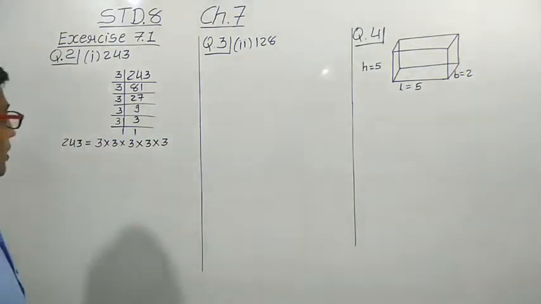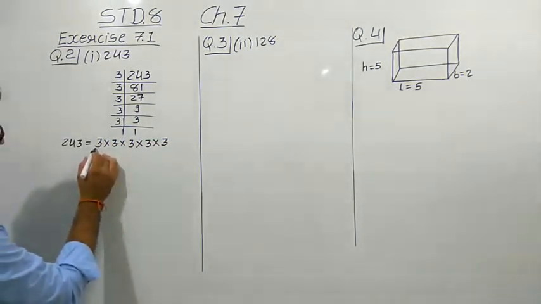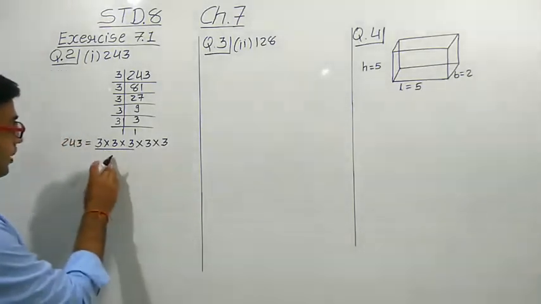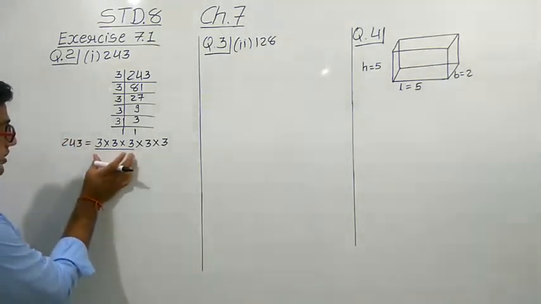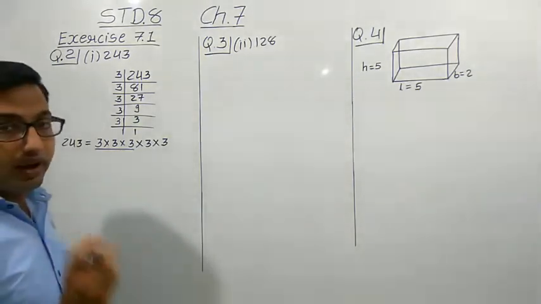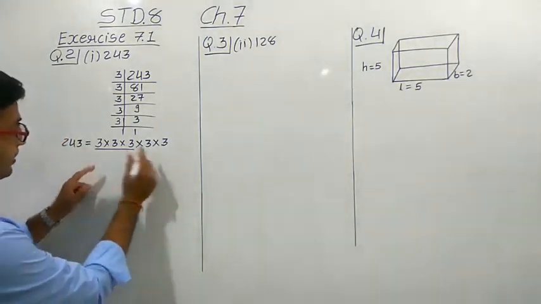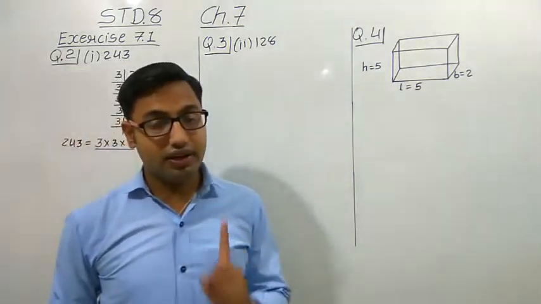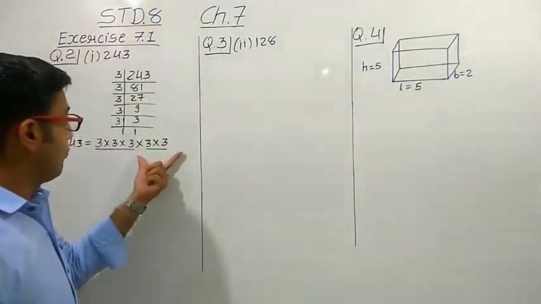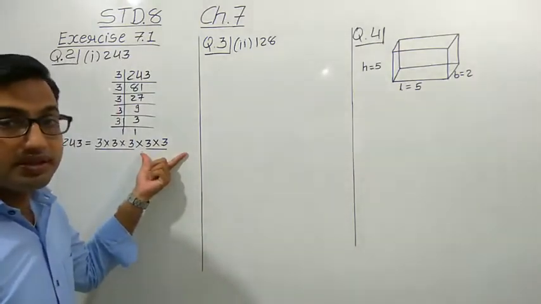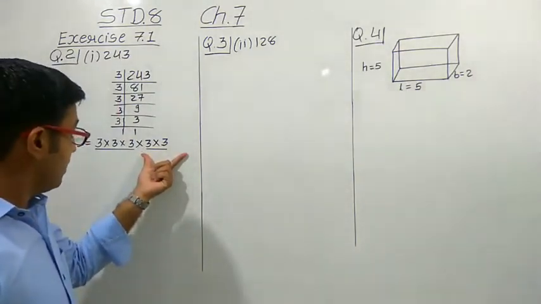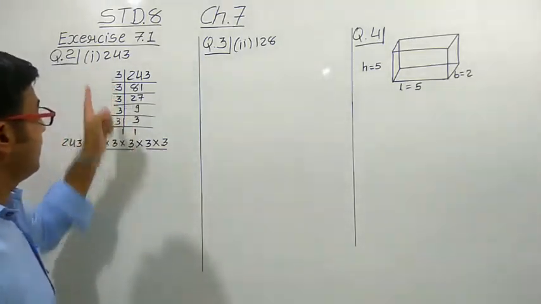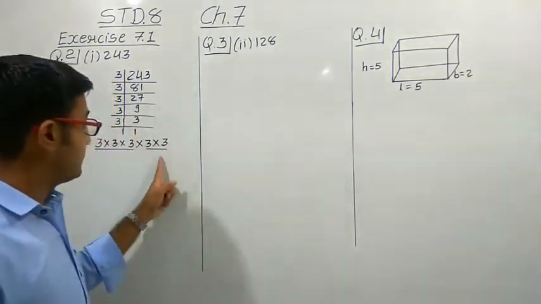See, currently for this number, if we make pairs of the same factors, but we have to make groups of three numbers, right? Three same factors. So here we get one group, but here we get only two factors, right? We require one more 3 to make the complete group of the same factors. So the number that we have to multiply this number by is what? Now you can understand, it is 3.